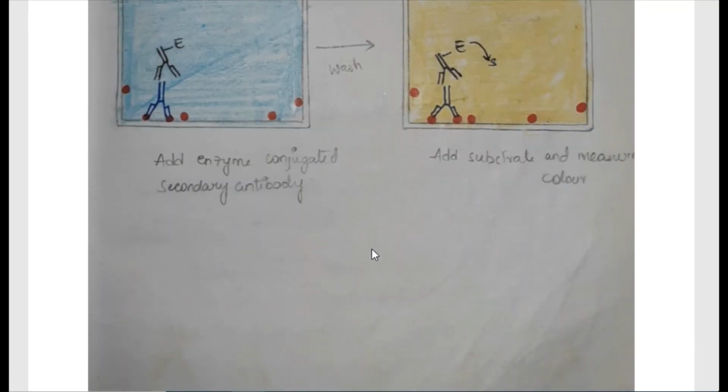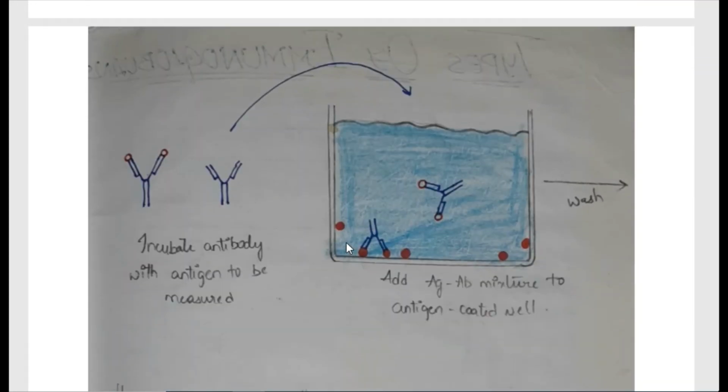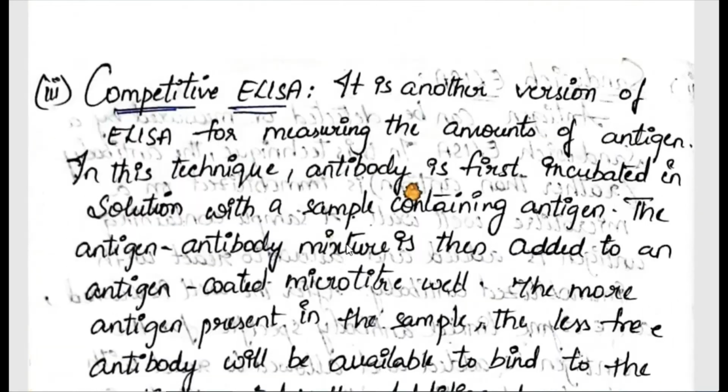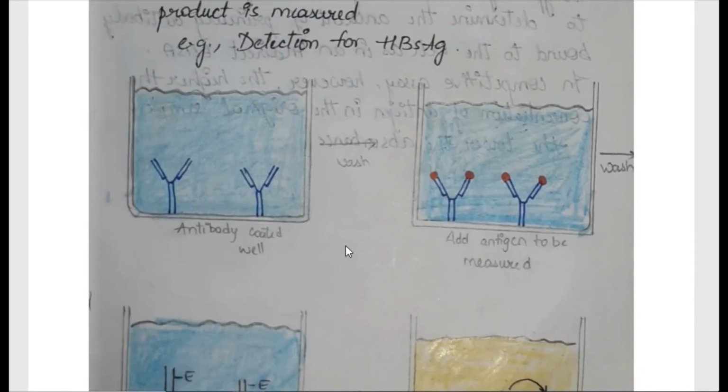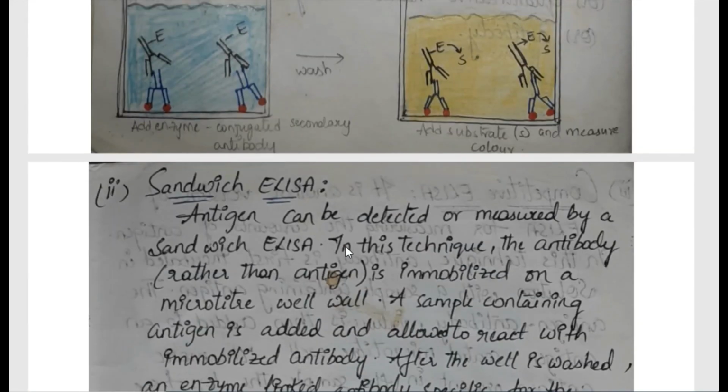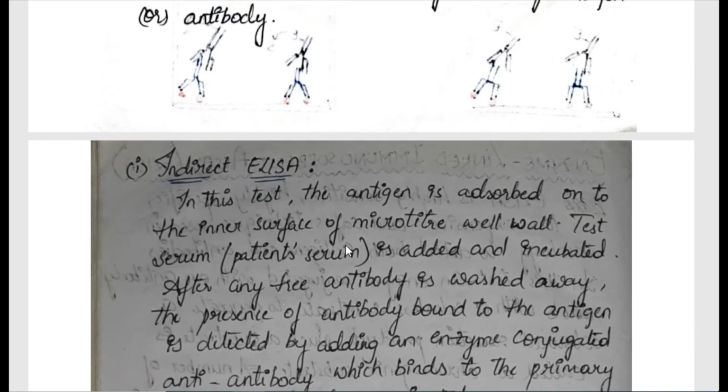So how many types of ELISAs have we discussed? Three types. One is the competitive ELISA. Then we have discussed the sandwich ELISA. Then we have discussed the indirect ELISA. Okay, thank you.